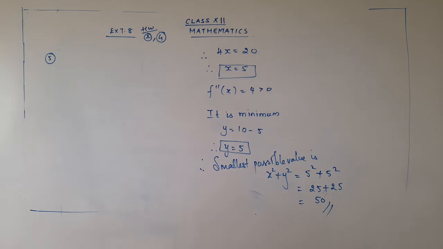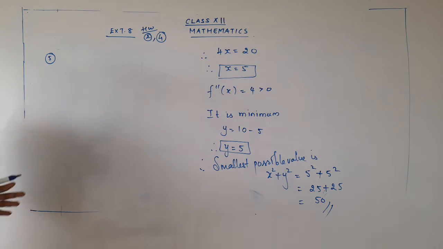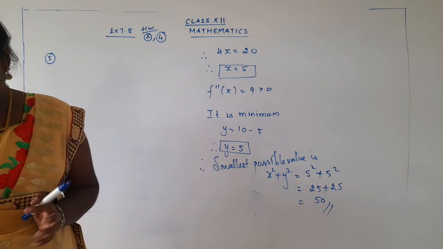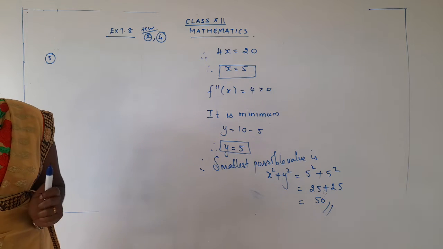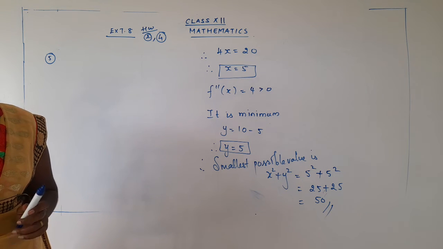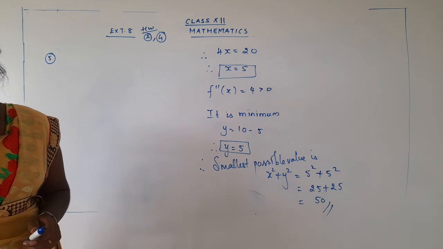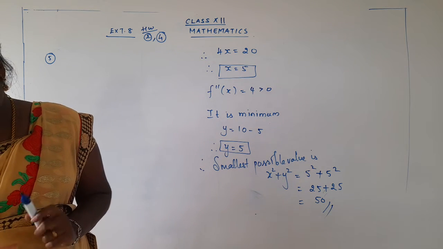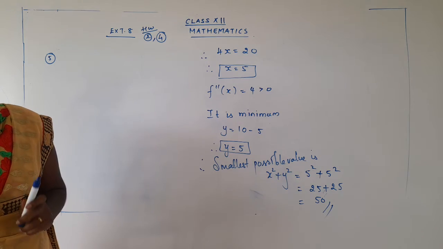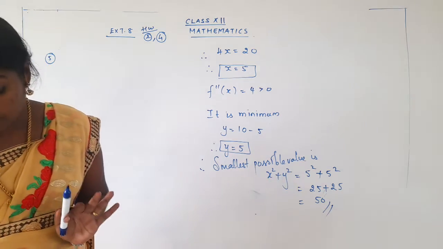A rectangular page is to contain 24 centimeters square of print. The margins at the top and the bottom of the page are 1.5 centimeter, and the margins at other sides of the page is 1 centimeter. What should be the dimensions of the page so that the area of the paper used is minimum?